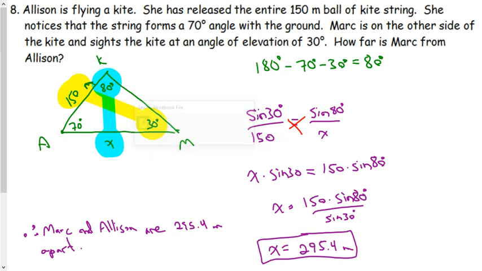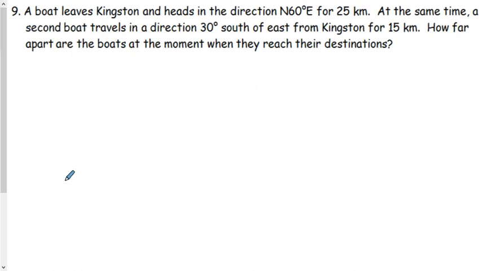Okay, word problem-y stuff. Last one here. A boat leaves Kingston and heads in the direction north 60 degrees east for 25 kilometers. At the same time, a second boat travels in a direction 30 degrees south of east from Kingston for 15 kilometers. How far apart are the boats at the moment when they reach their destinations?